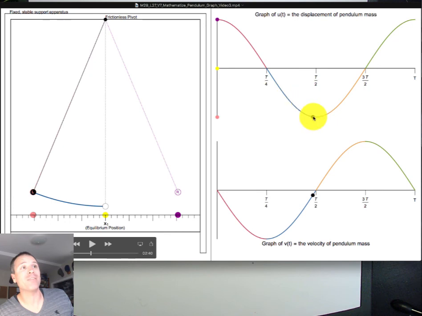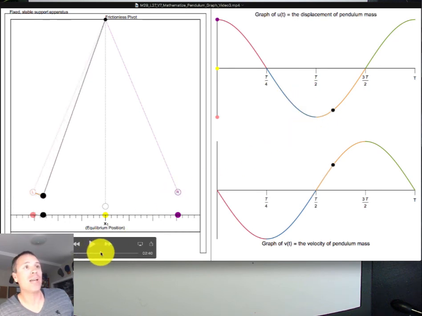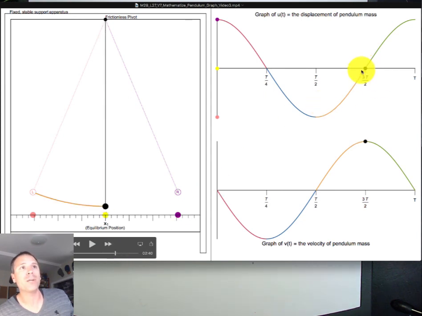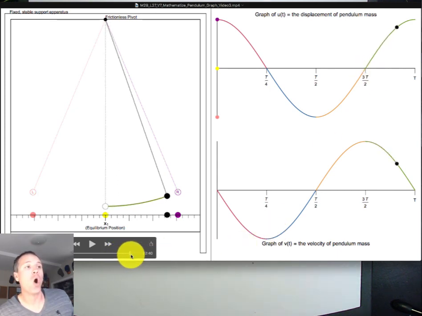So I'm going negative, negative, negative. I turn around and then I go positive, positive, positive. I'm going to the right until I get to the equilibrium position. At the equilibrium position, I have zero displacement because I'm where I started, so to speak. And I continue to swing all the way to the right extreme point.